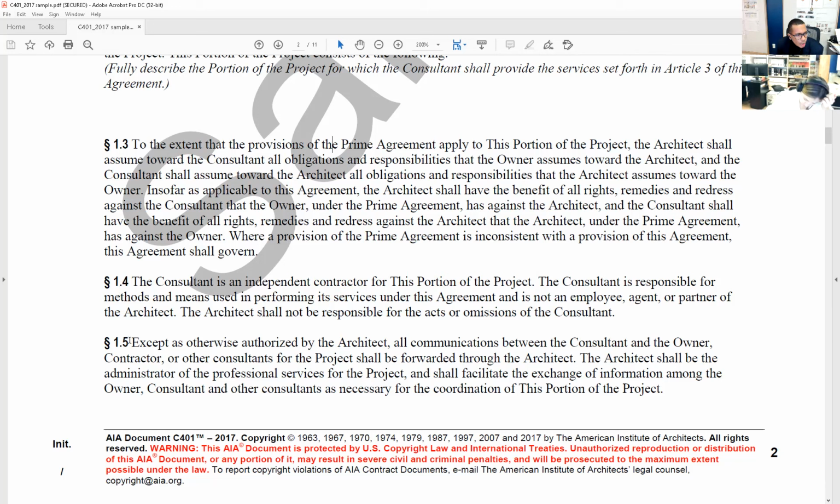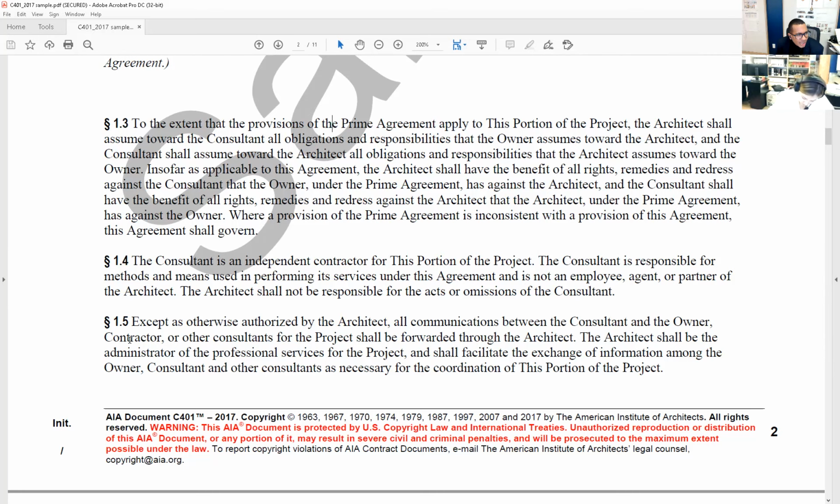Then, the architect shall not be responsible for the acts or omissions of the consultant. If the consultant misses something, that's something wrong, and the architect is not responsible for that. So whenever there's an issue with a beam or a column, if it's not adequately engineered by the structural engineer, it's not the architect's responsibility.